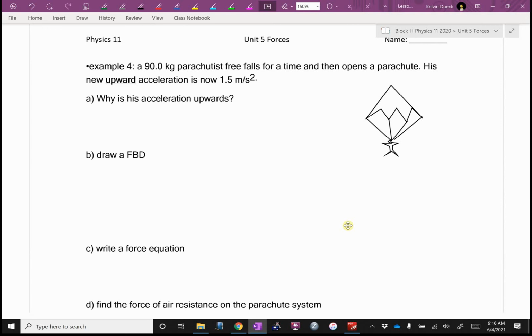Why is his acceleration upwards? More specific. Why would he be accelerating upwards? Slowing down. Okay, you don't speed up when you open your parachute. If you're moving down, but you're slowing down, which way are you accelerating? Upwards.